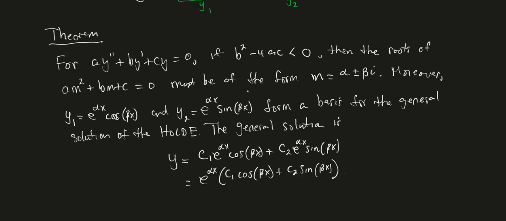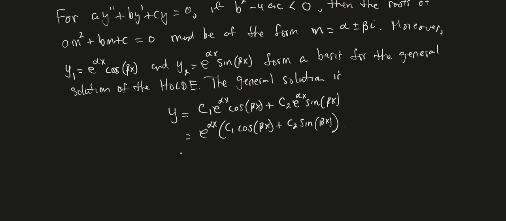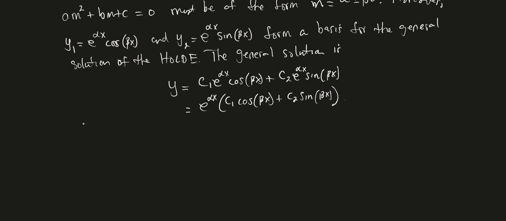So now we know what to do if, when we solve our auxiliary equation, we end up with a complex pair of solutions like this, where alpha is the real part and beta is the imaginary part, we can still end up with the general solution of our ODE. So now we have everything covered, and let's go ahead and look at a couple examples of this. So let's look at our first example.